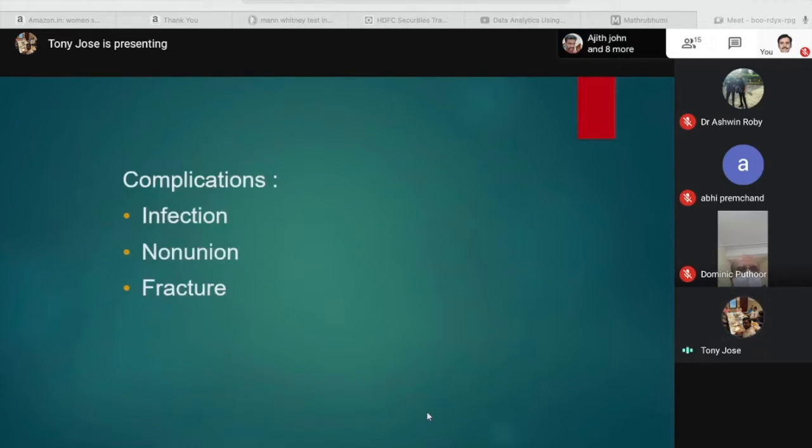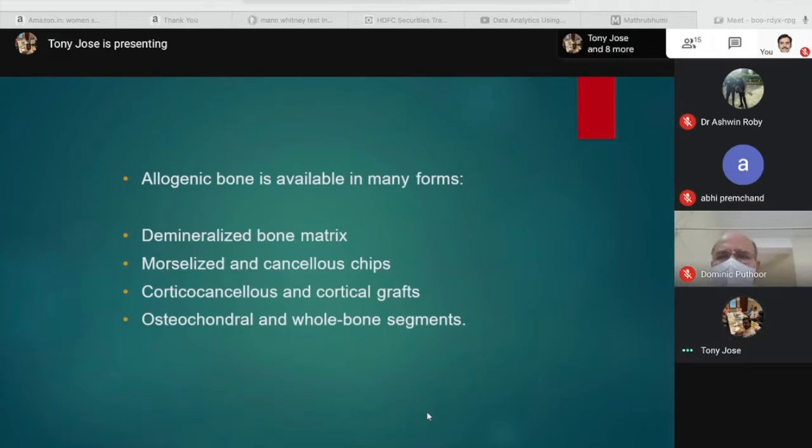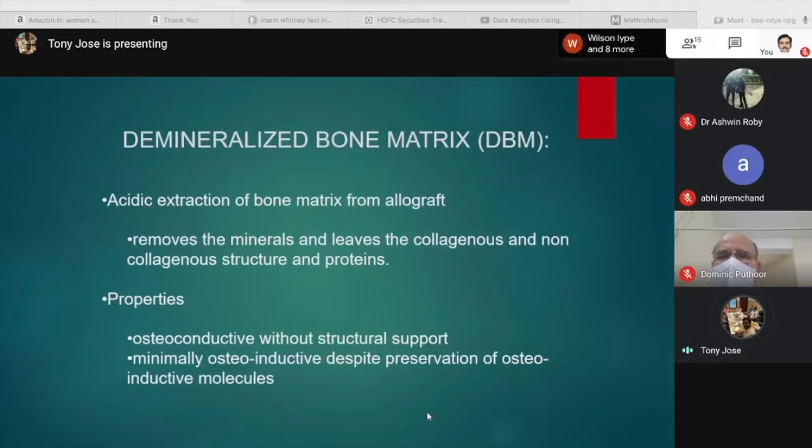The complications are infection, non-union, and fracture. The allogenic bone is available in many forms. They are demineralized bone matrix, morcellized or cancellous chips, corticocancellous and cortical graft, and osteochondral and whole bone segments. Next, we will discuss the demineralized bone matrix.